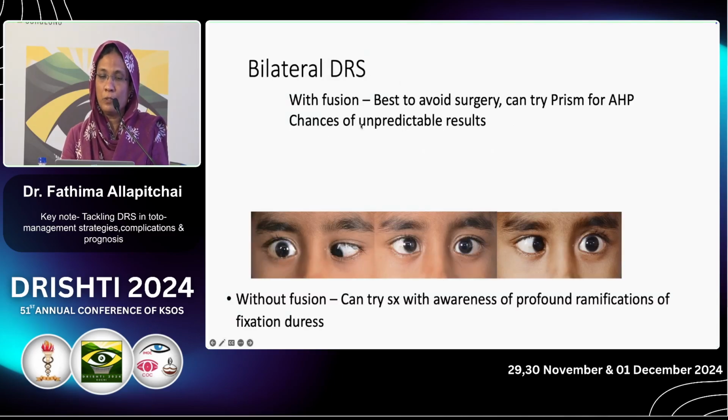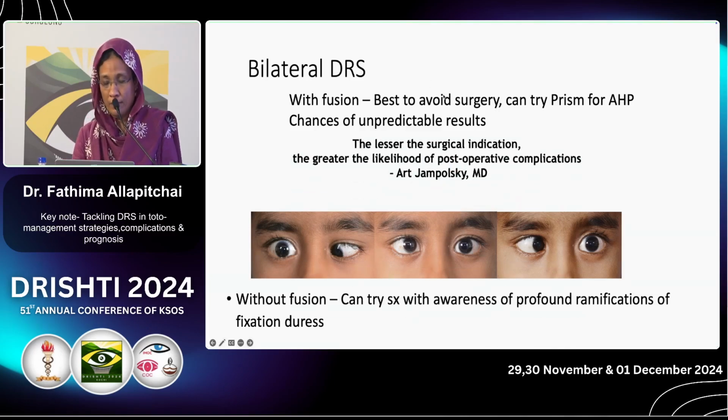Bilateral DRS with fusion: sometimes the patients will have nice fusion in the primary gaze, or with a little face turn they will have fusion, with bilateral DRS. It's best to avoid surgery, and maybe a small face turn can be corrected with prism. As rightly said, the lesser the surgical indication, the greater the likelihood of postoperative complications. Because it is bilateral DRS, we need not operate if the patient is maintaining BSV with a little acceptable anomalous head posture. But without fusion, we can try surgery.